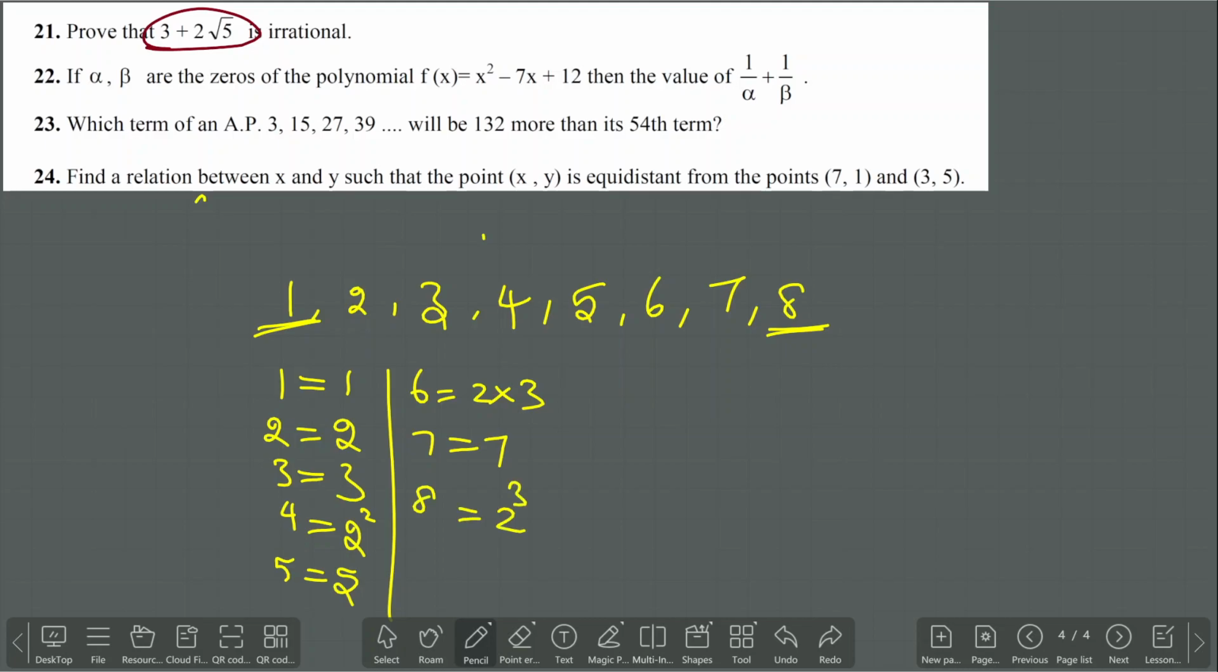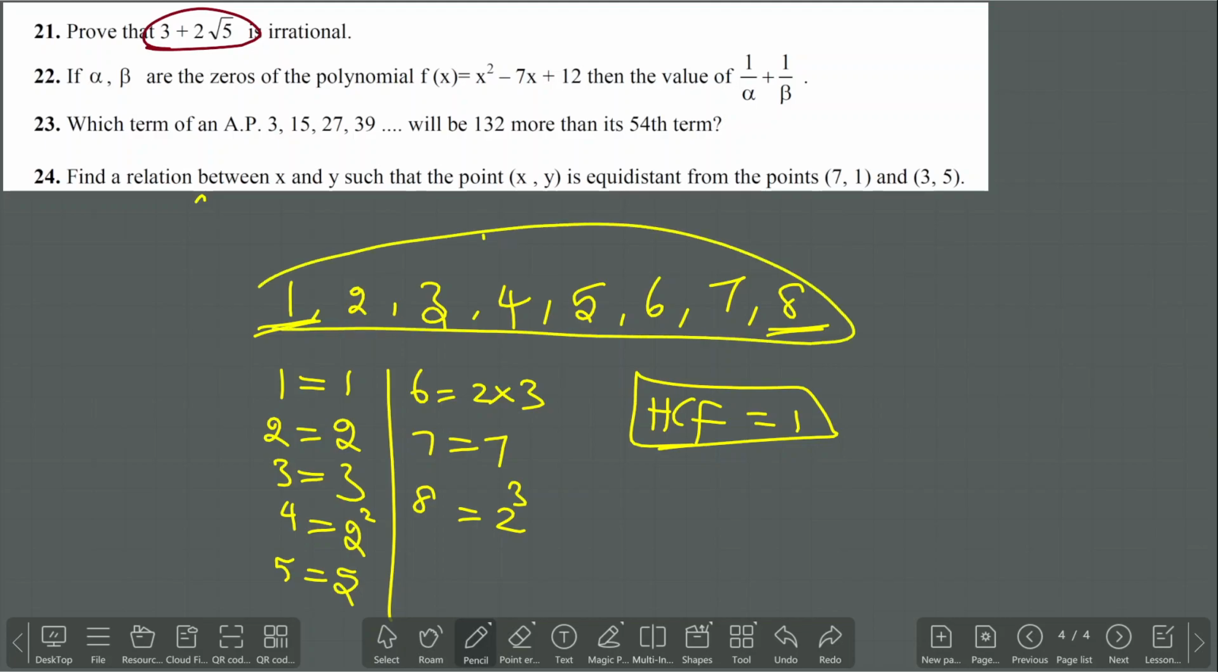Now, what is the HCF you will be getting for these 8 numbers, children? There is no common number in all the 8, so the HCF is what, my dear? 1. Very good.